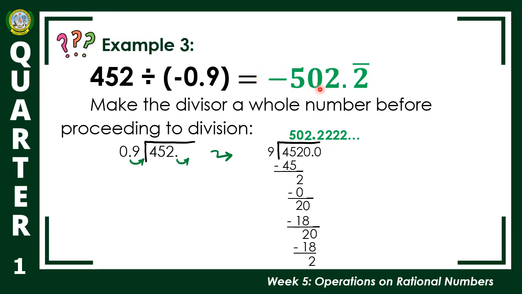negative 502.2 bar. So, yung bar po sa taas, ang ibig sabihin niyan, continuous po yung digit na 2. Okay? So, siya ay 502.22222 and so on. Okay po? So, again ang ating answer ay negative kasi po positive times negative is negative. Okay?